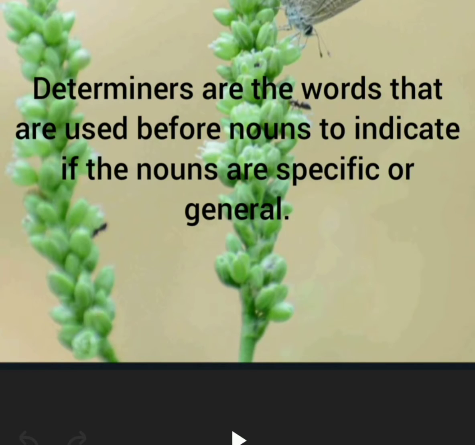We can indicate whether the nouns, the names, are specific or general. So the small words, articles, ordinals, that are used before nouns, such kind of words we can call determiners. They also indicate the nouns as specific or general. Generally, we can define the noun as specific or general through these determiners.